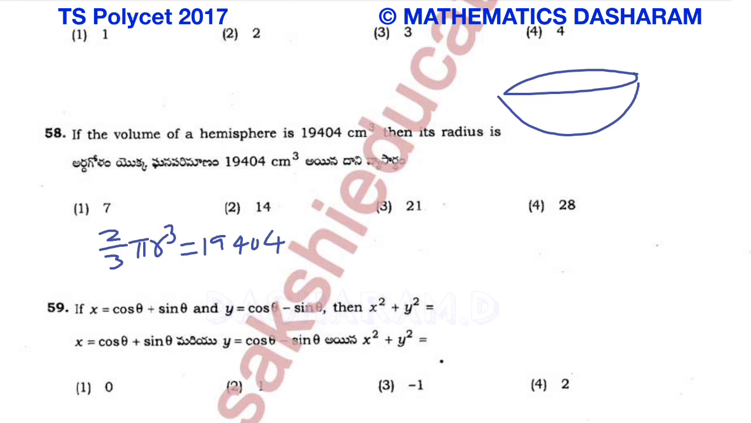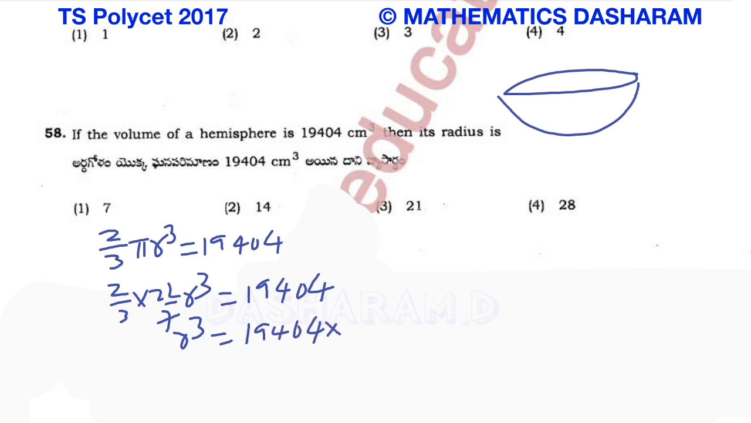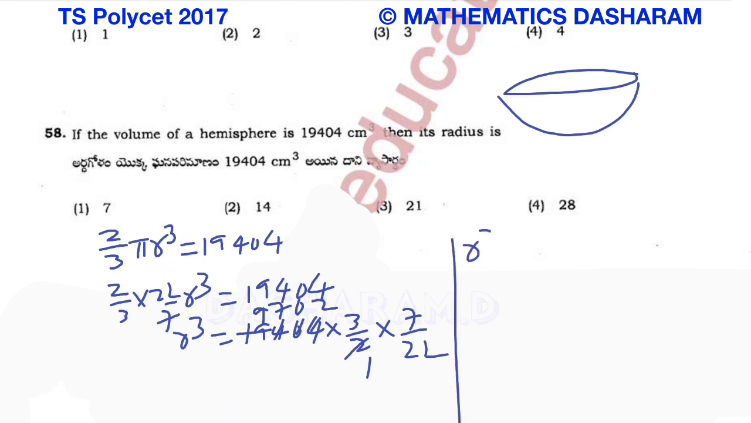So here is the radius. To find out the radius, substitute the pi value, that is 22 by 7. R cube equals 19,404 into 3 by 2 into 7 by 22. Here 2 ones are 2, 2 nines are 18, 1 remainder, 2 sevens are 14. Next to 22 table. Here r cube equals 9702 into 3 sevens are 21 divided by 22.